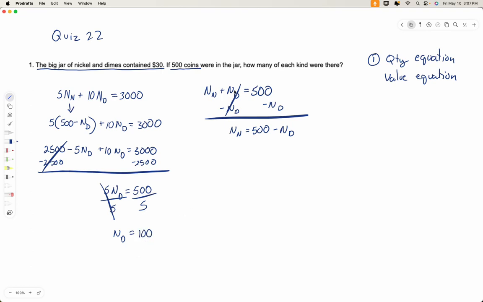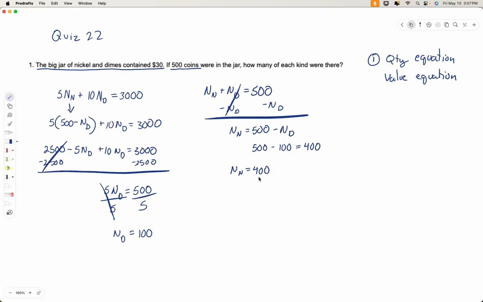So now I can go back right here to find the number of nickels. That's going to be 500 minus the number of dimes, which is 100, which equals 400. So the number of nickels is 400.